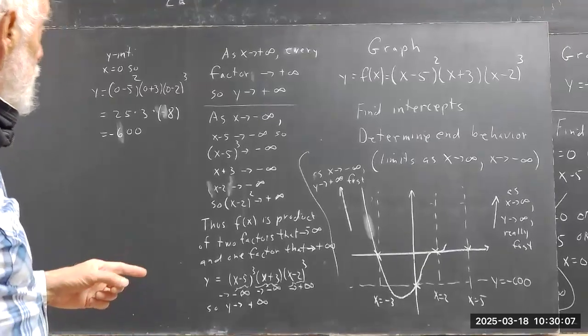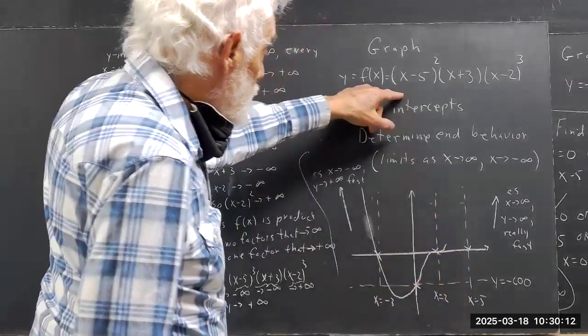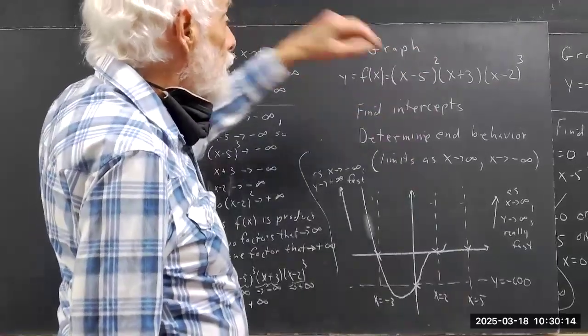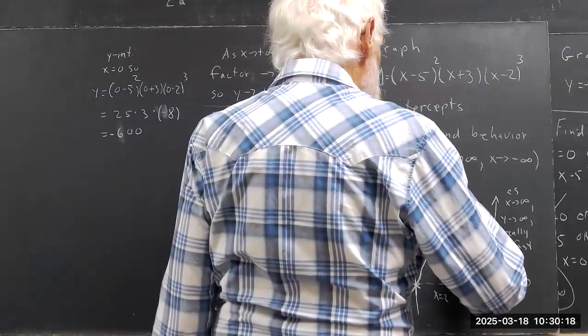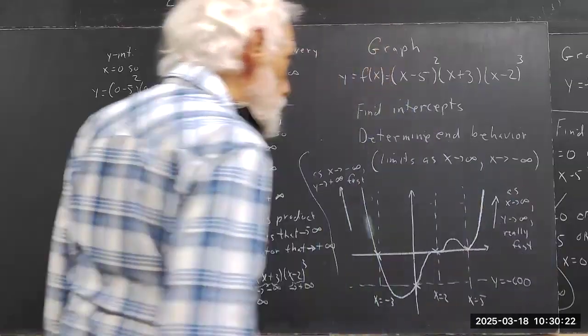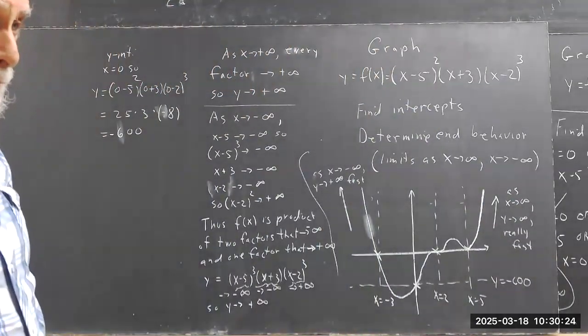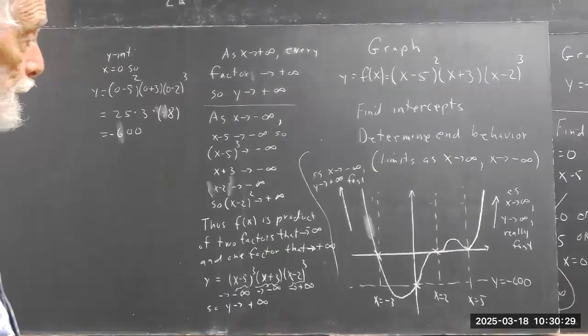And then we're going to hit the 0 at x equals 5. Like x minus 5 squared, that's quadratic. That's like a parabola. So it's going to come up here, but it's going to turn around, and then it's going to go back up. Okay, makes sense?